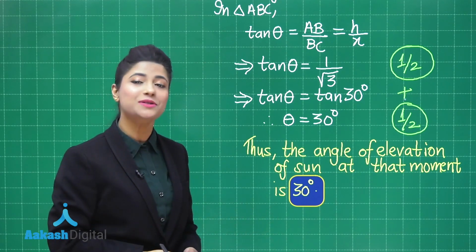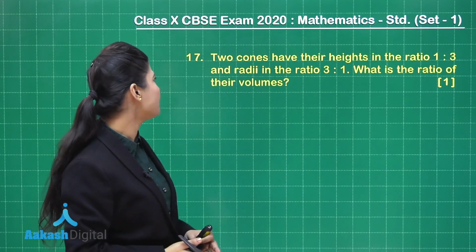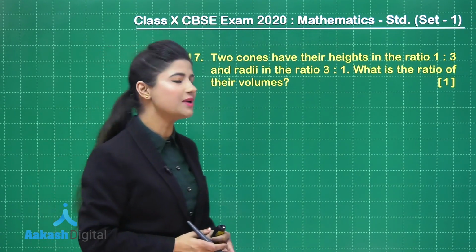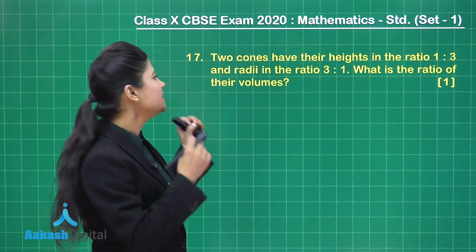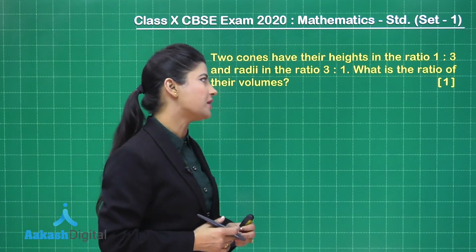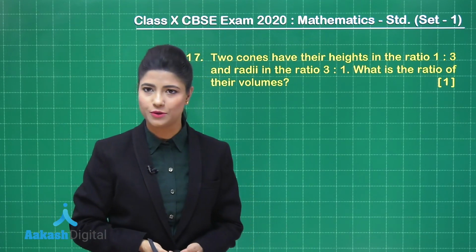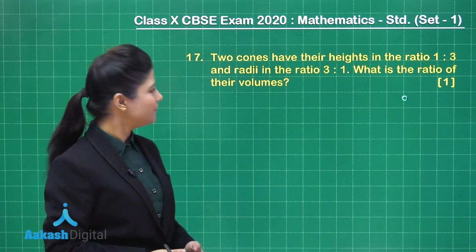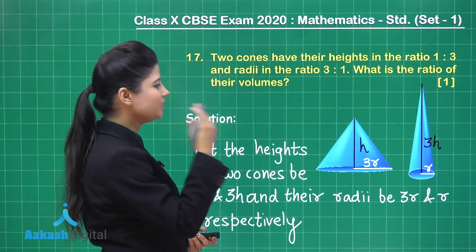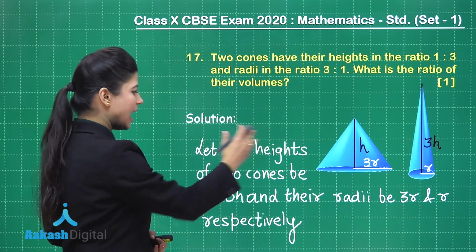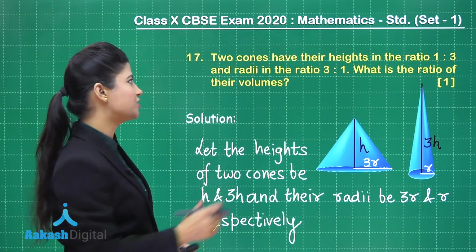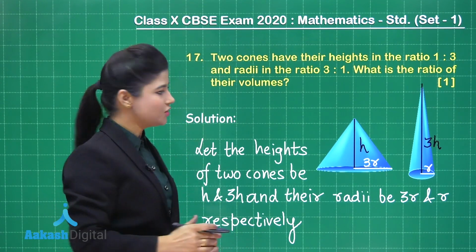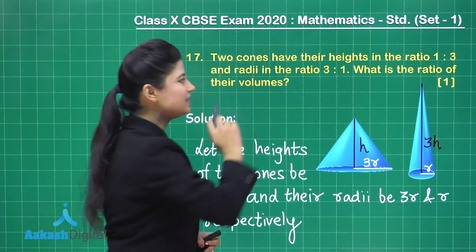Now proceed ahead to our next question. Here we have question number 17, which states two cones have their heights in the ratio 1:3 and radii in the ratio 3:1. What is the ratio of their volumes? So this is a question related to surface area and volumes. Very first, let's consider that here we are talking about two cones. Let the height of the two cones be h and 3h, because according to the question their heights are in the ratio 1:3. So I am considering their height to be h and 3h.